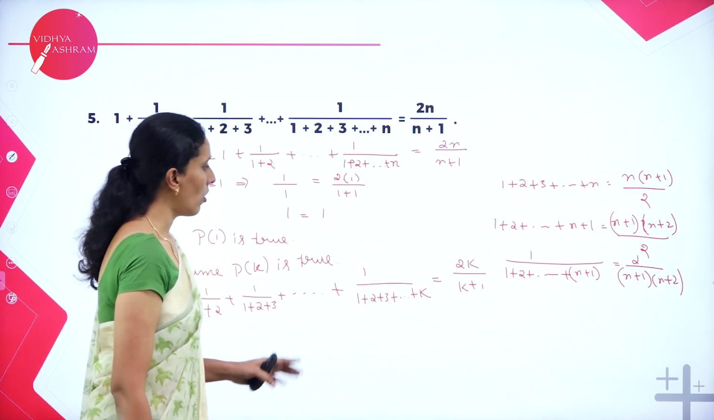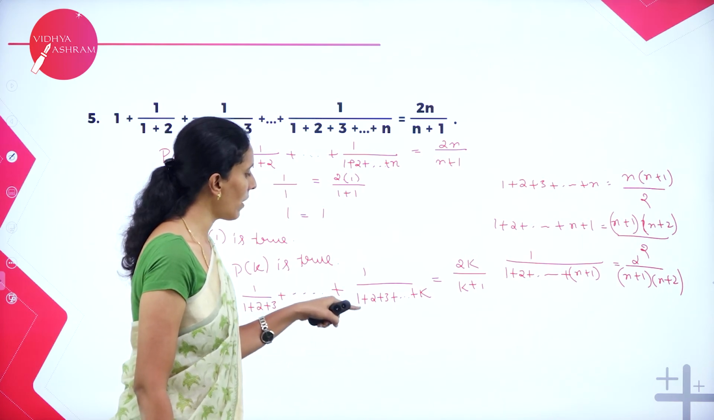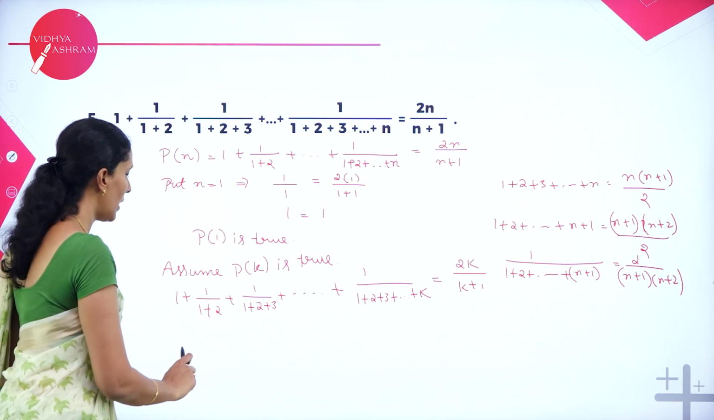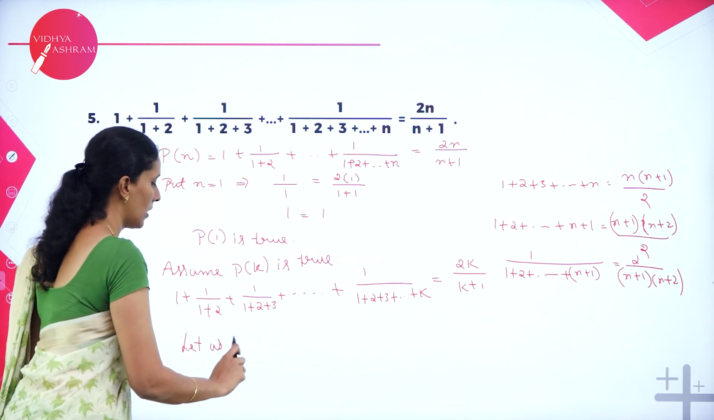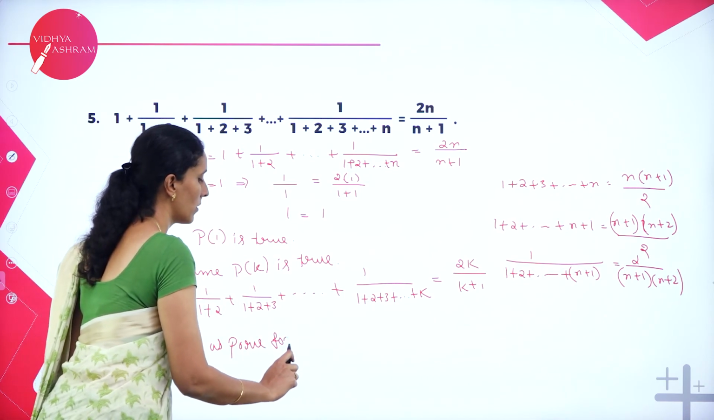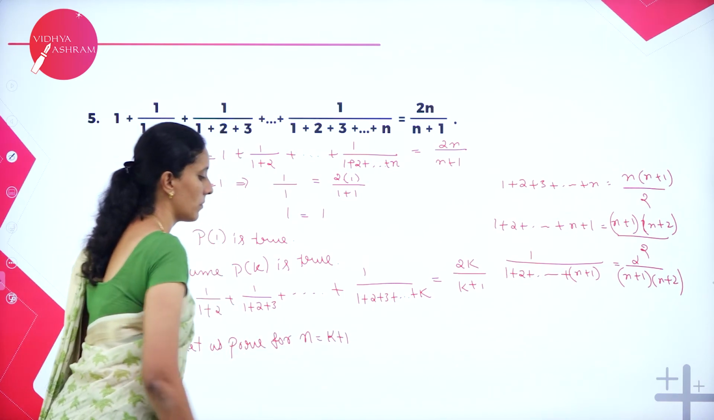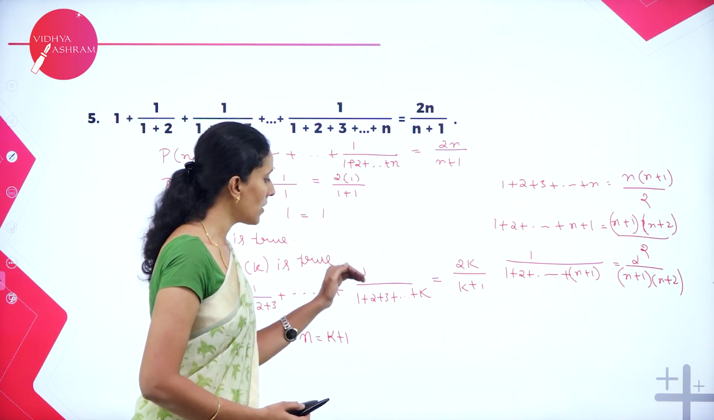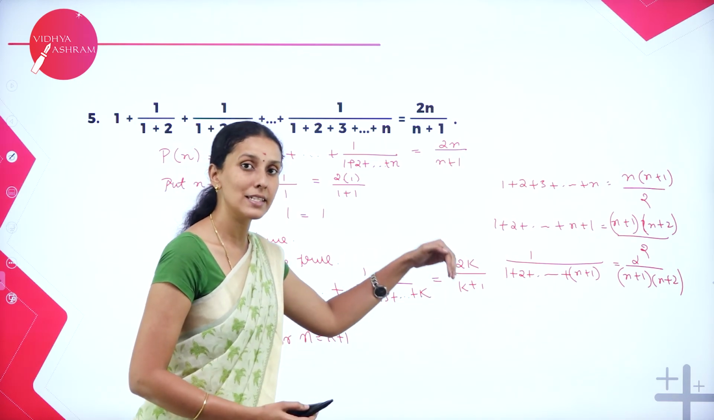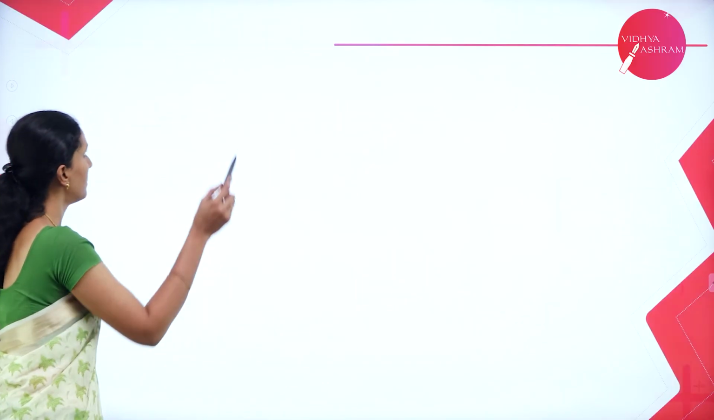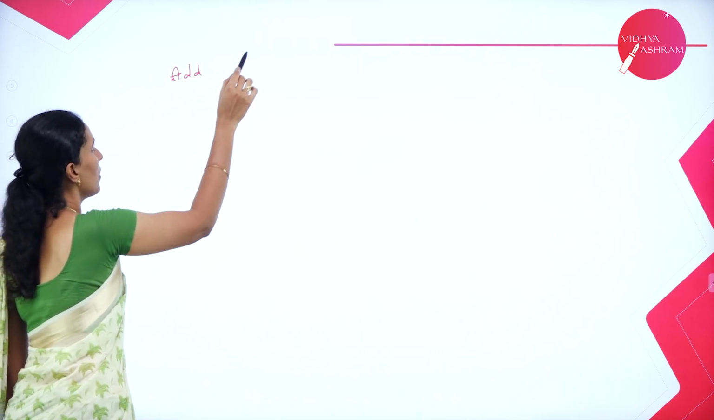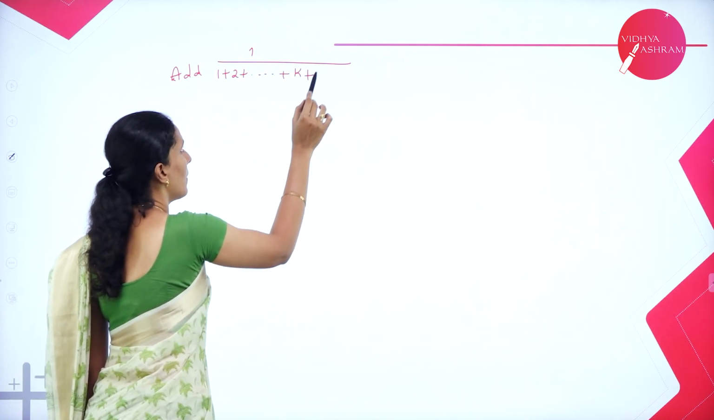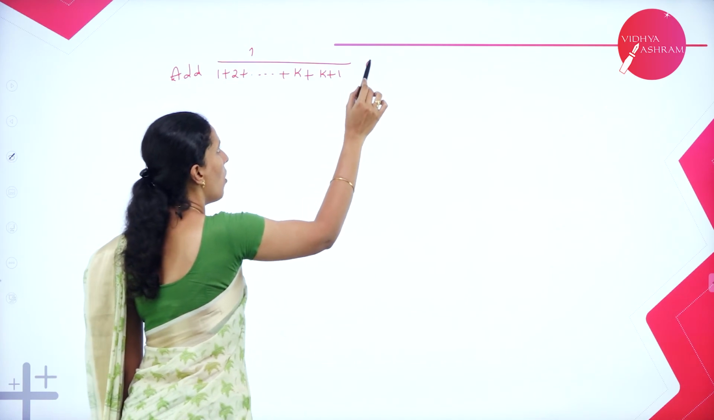So what do you want to add on both sides? You want to add 1 divided by (1+2+3+...+(k+1)) on both sides to prove the result for k+1. So let us prove for n equal to k+1. To prove the result for k+1, we need to add 1 divided by (1+2+3+...+(k+1)) on both sides. So let us add it.